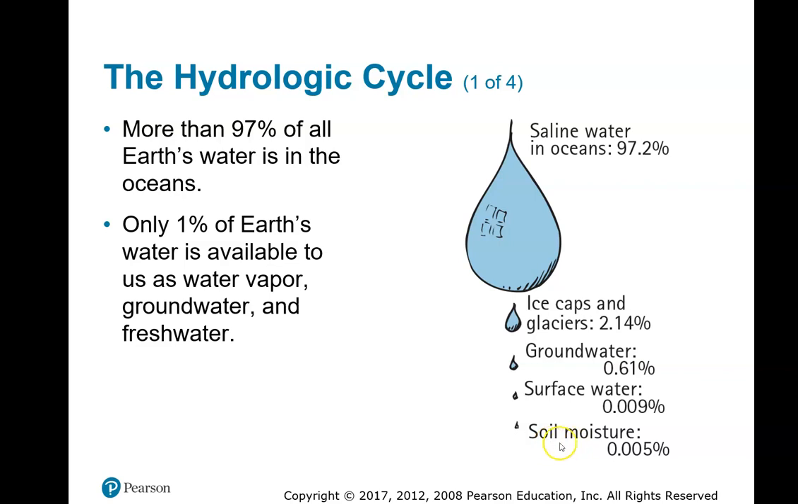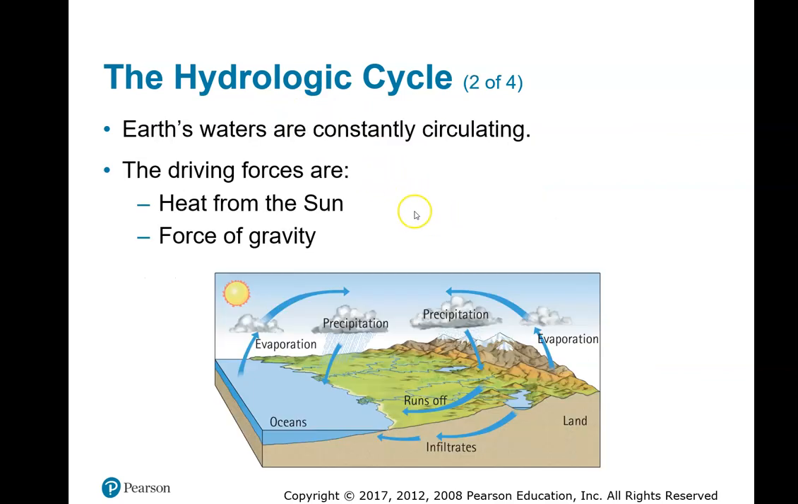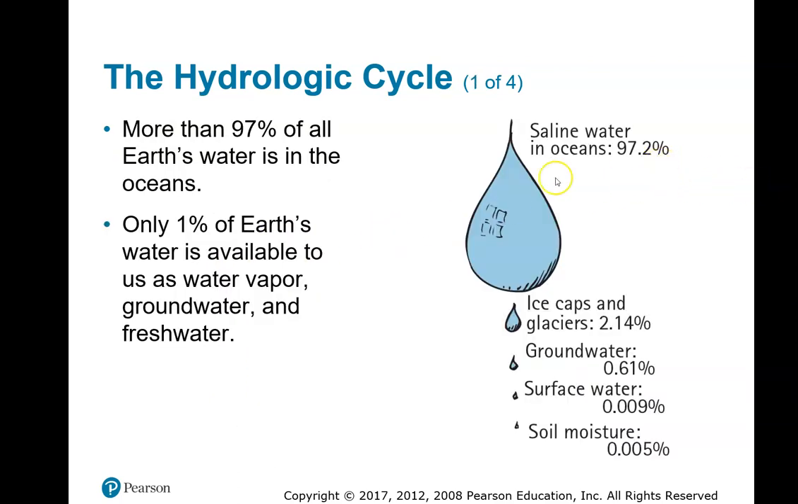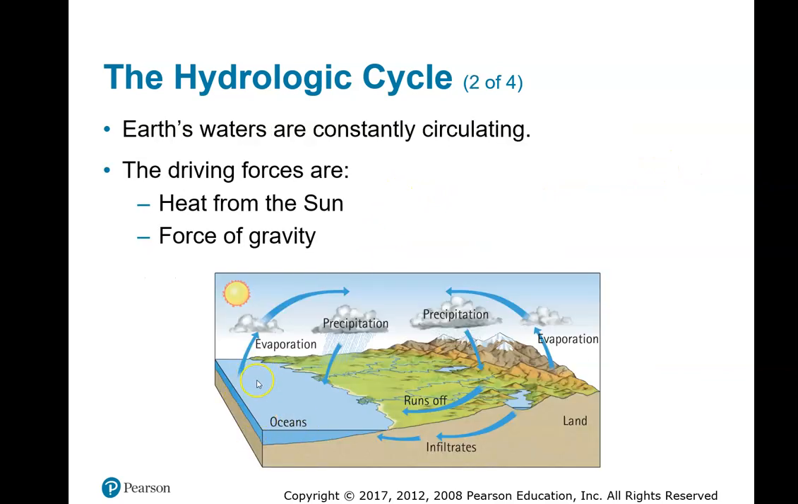And then the soil has moisture inside of it, and that's 0.005% of the overall water. All right, so let's look at this in a little bit more detail. The hydrologic cycle, also known as the water cycle, that's a simpler way of saying it. That's what we're going to explore now. Remember, more than 97% of the water is in the oceans, and so we'll start there.